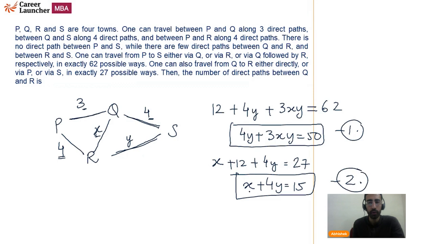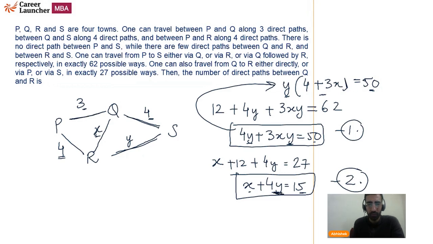We're talking about number of paths, so neither is X more than 15, nor is 4Y greater than 15. So Y is a very, very small number. 4y has to be less than 15, and y also has to be a factor of 50, because if I simplify and write this in terms of y, this becomes y into (4 plus 3x), that's 50. Both have to be natural numbers here. Y and 4 plus 3x have to be natural numbers, both factors of 50.